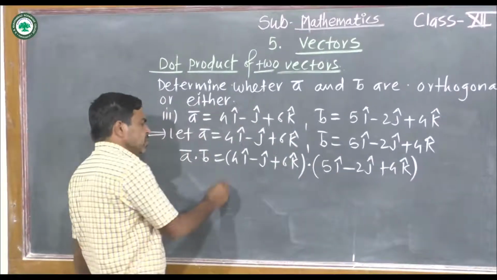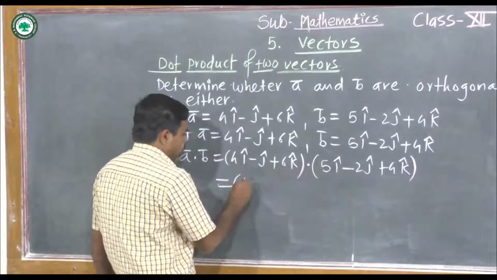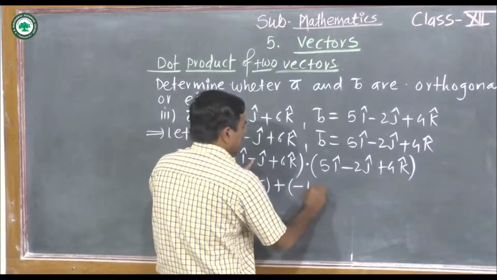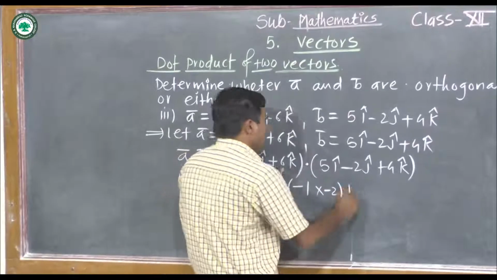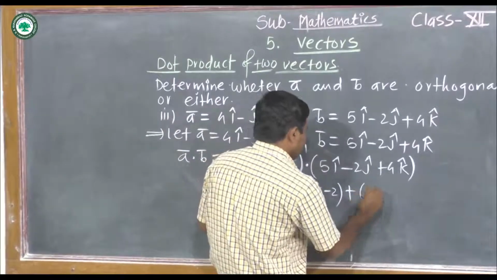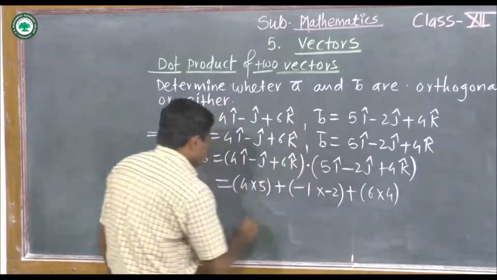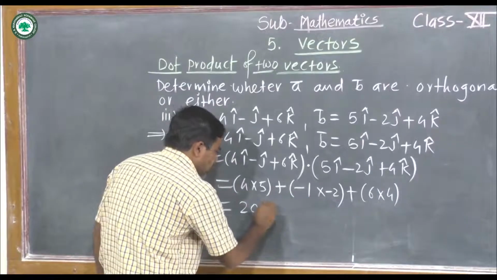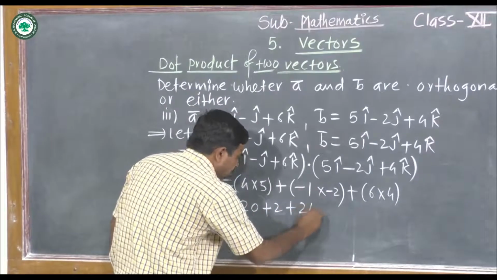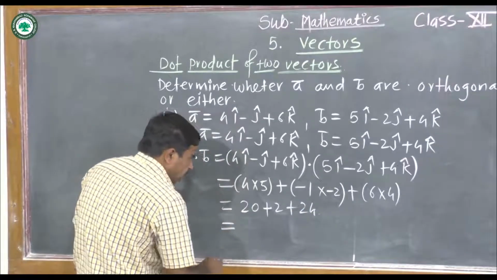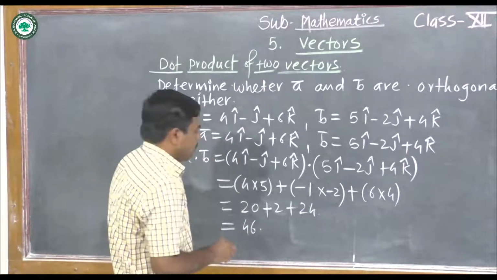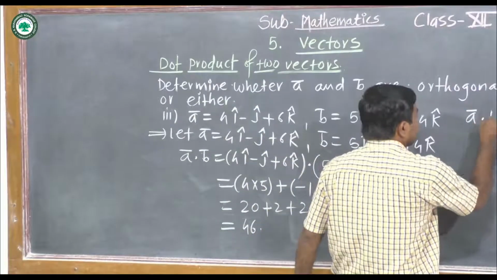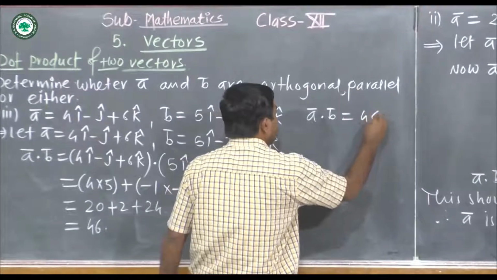Now the dot product of these two vectors: 4 into 5, plus minus 1 into minus 2, plus 6 into 4. So it is equal to 4 into 5, 20, minus 1 into minus 2, plus 2, and 6 into 4, 24, which is equal to 46. So A bar dot B bar is equal to 46.